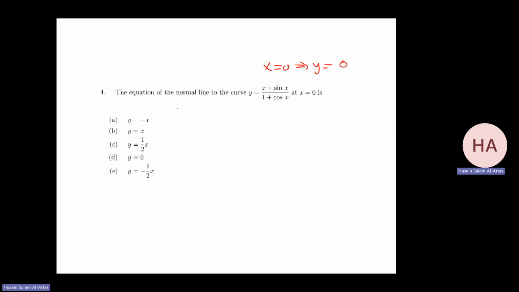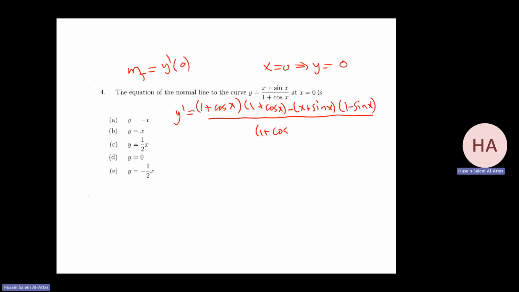Okay. So for the slope, I know m tangent is y prime at 0. So what is y prime? 1 plus cosine x times the derivative of the numerator, 1 minus sine x, minus x plus sine x times the derivative of the denominator, all over 1 plus cosine x all squared. Okay, so what is y prime at x equals 0? That gives me the slope of the tangent.